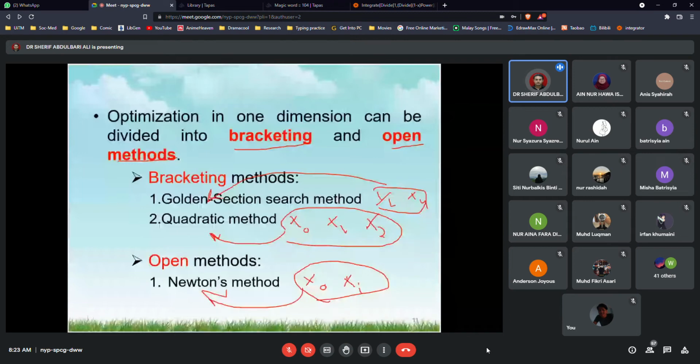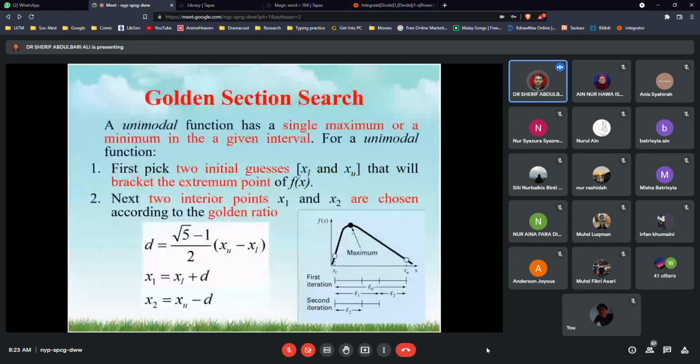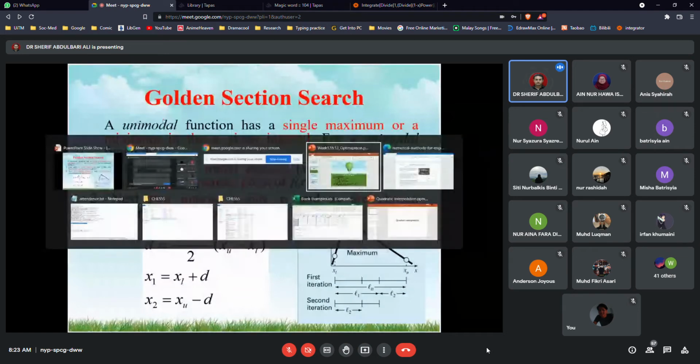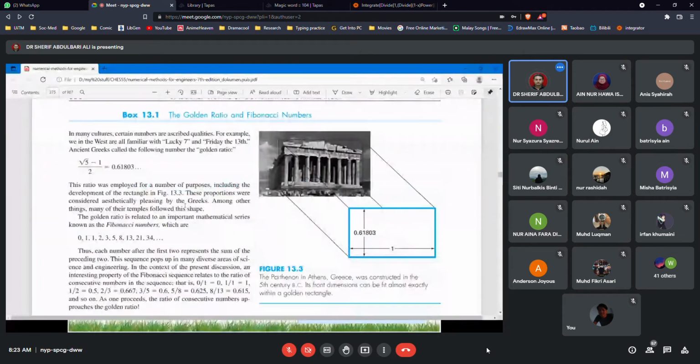So now let's see first the bracketing methods. Again, first we are going to talk about the golden section search methods. Before I start with the golden section search, we are going to use the golden ratio number. So what's this golden ratio number? It's showing up here. If you read this box from the textbook, you are going to see what it means and why they are using this number, which is the value that we are going to use.